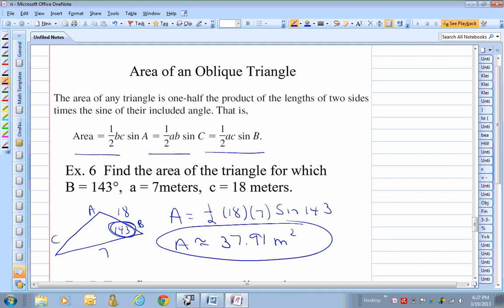Okay, so you're just plugging in. The formulas aren't as important as realizing that the sine value has to be the angle between the other two sides. That's what's really important about this.